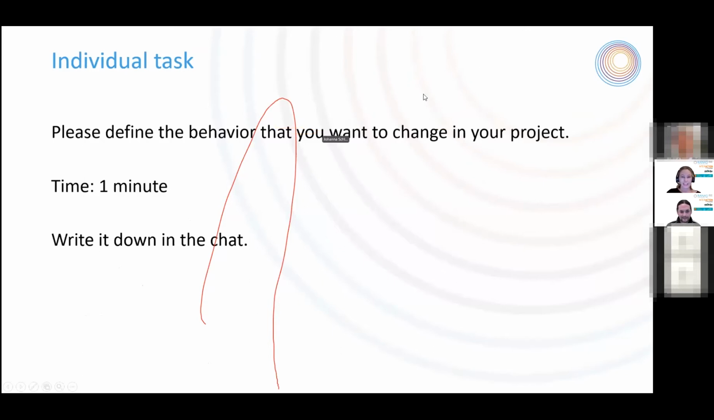Okay. So now I want to give you a little task. Please define the behavior that you want to change in your project. Or if you don't have a project, if you're not in an NGO, maybe you think of a behavior that you want to change for yourself. And remember what we said, you have to be very specific. It has to be an action you can perform. So I give you one minute, and I would like to ask you to write down in the chat what's the behavior that you want to change.